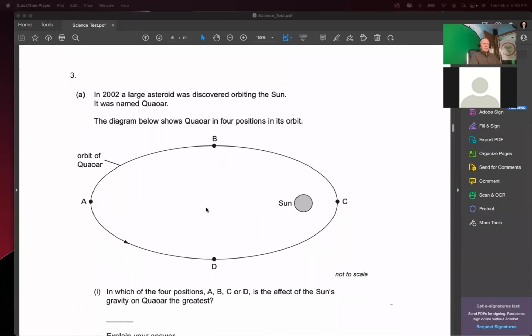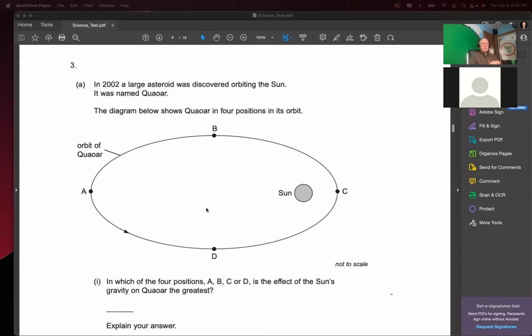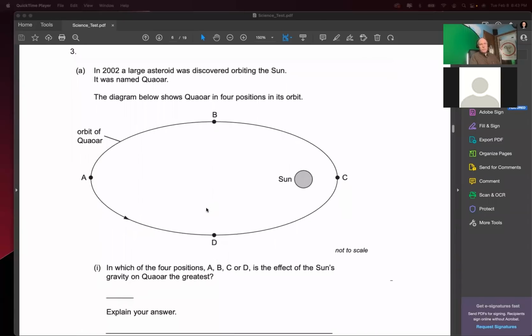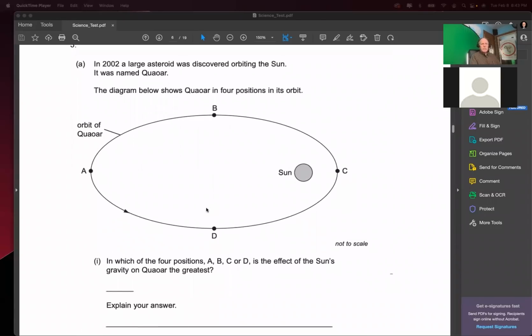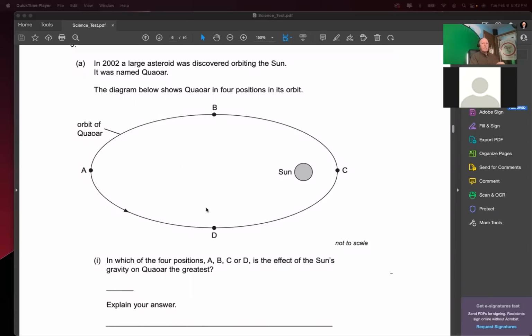Question number 3. In 2002, a large asteroid was discovered orbiting the sun, and its name was, I guess, Quasar. The diagram below shows Quasar in 4 positions in its orbit. So this ellipse is the orbit. That's point A, B, C, and D. And there is the sun.